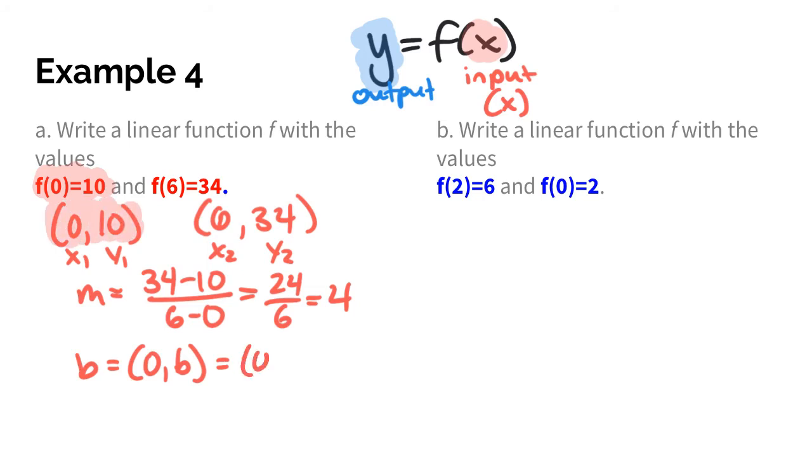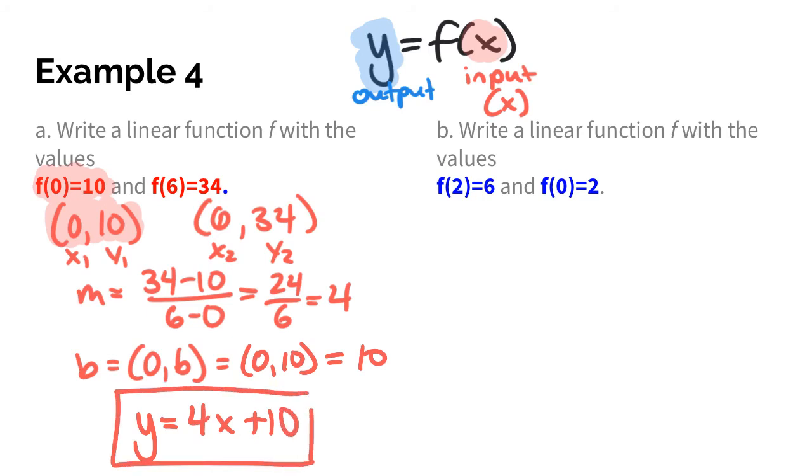So I should recognize that that is my y-intercept. So I know I have a y-intercept of 10. And finally, putting that together, I would get 4x plus 10 as my linear function.